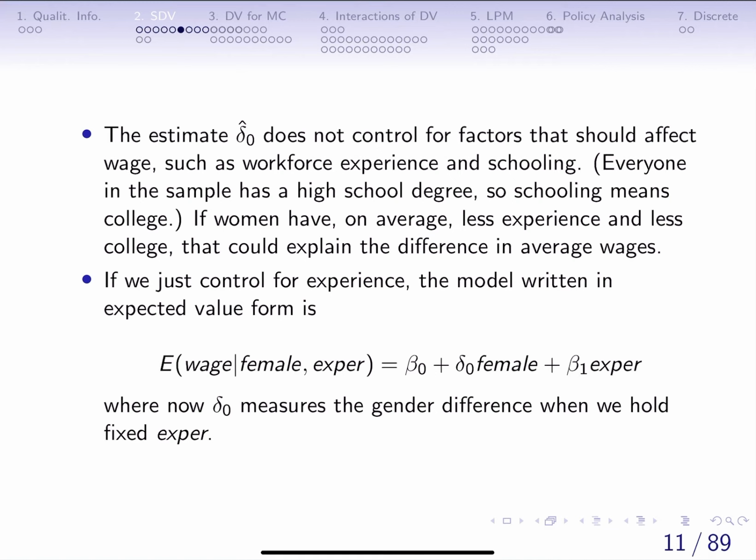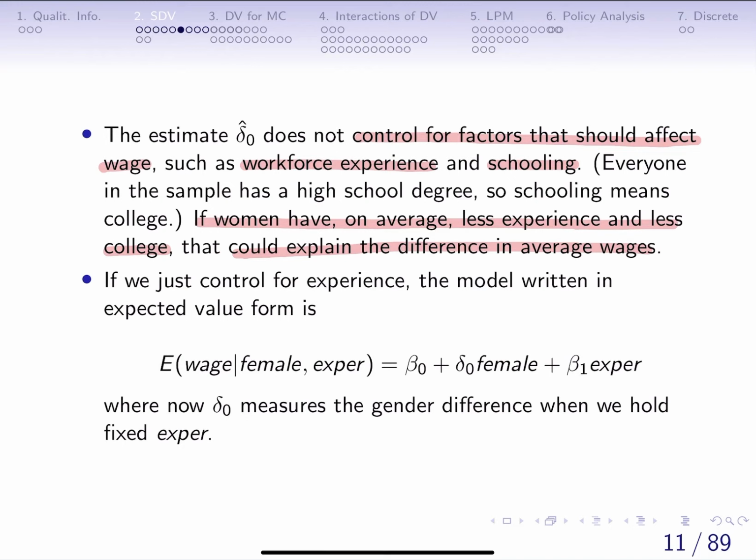Now, of course, there's a drawback in utilizing such a simple linear regression because we haven't controlled for factors that should affect wage, right? So there could be workforce experience and the level of education that would affect wages, right? And if in our data sets women have on average less experience and less education, that could explain the difference in average wages that we're capturing. So there might be other confounding factors that we haven't taken into account.